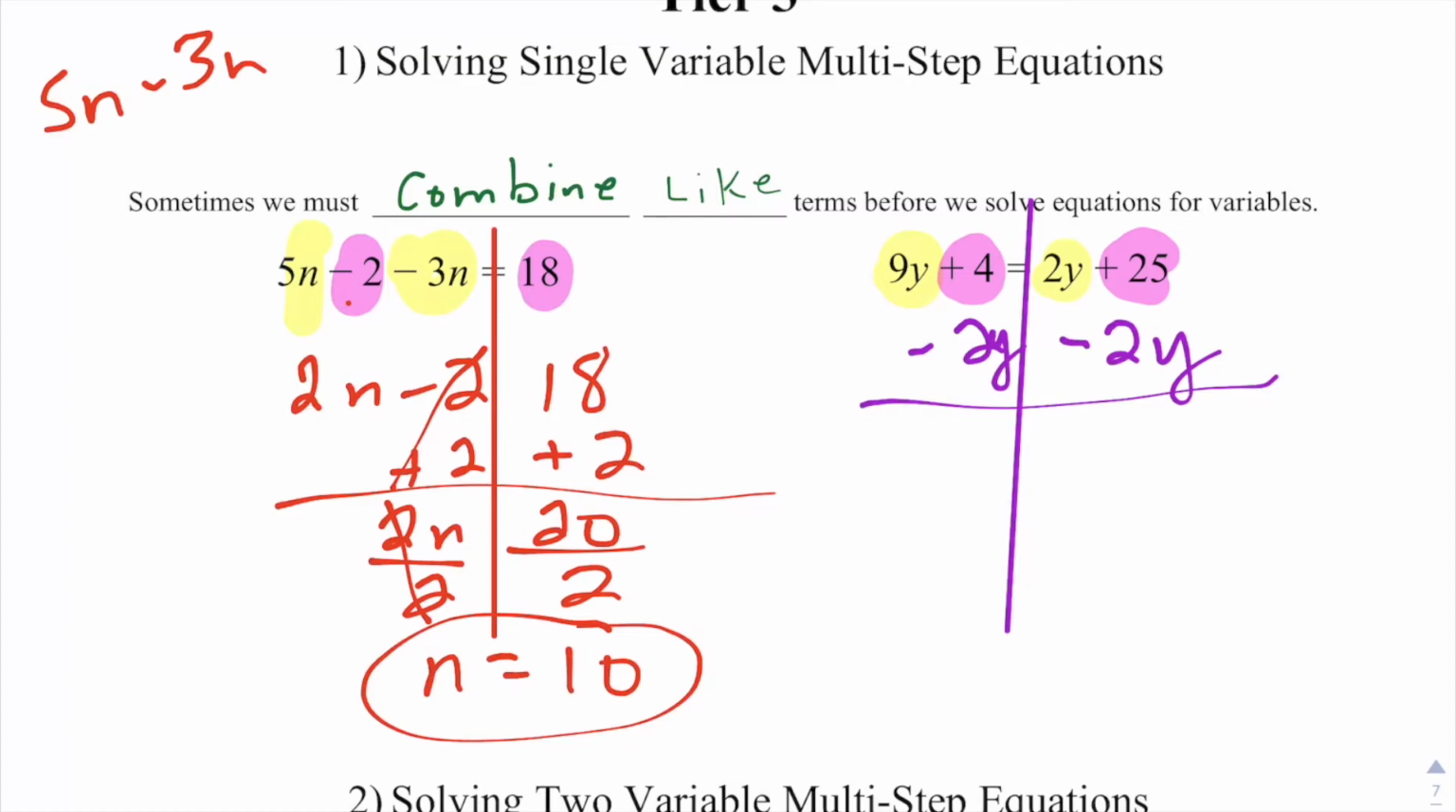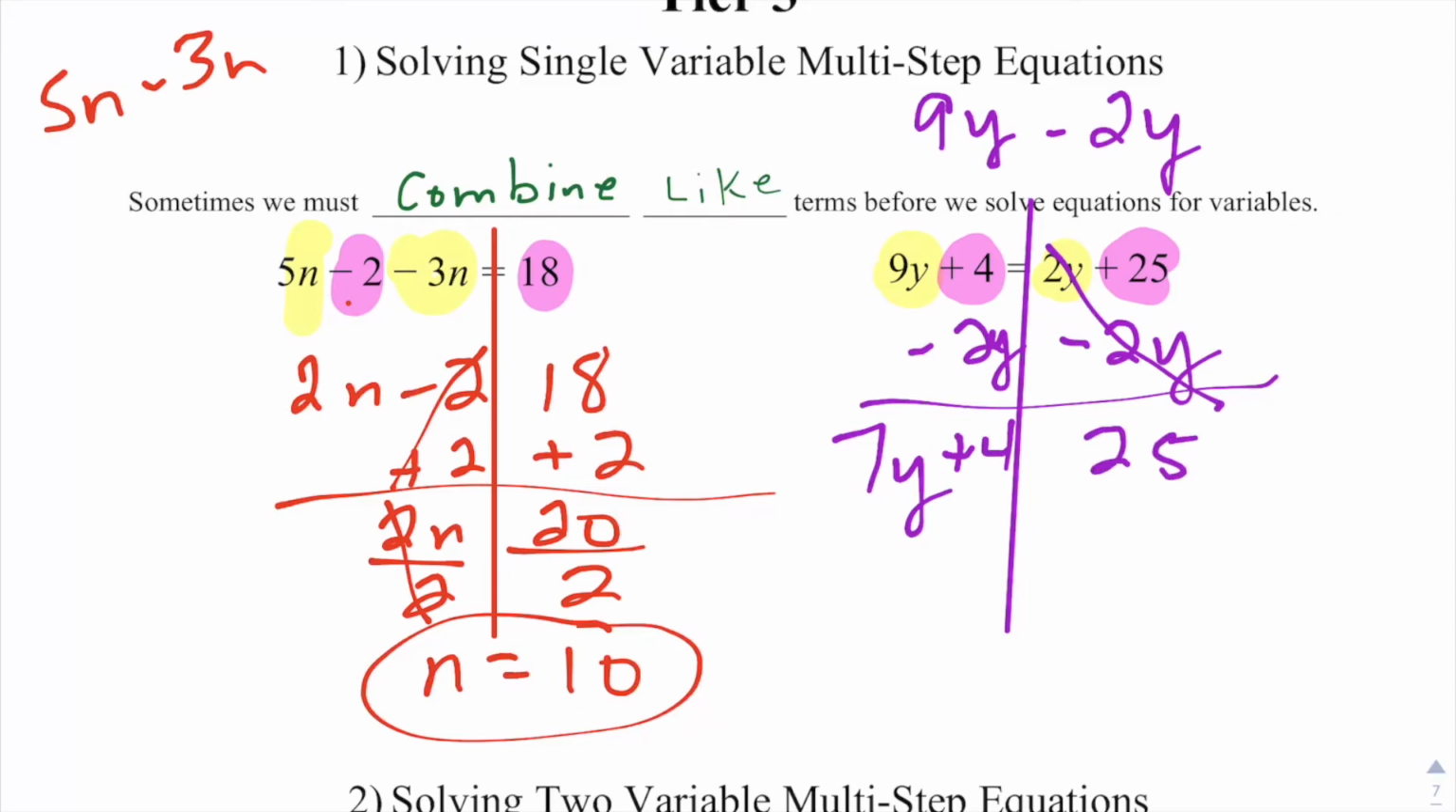Again, I have 9 of something and I'm subtracting 2 of something, so I have 7y, because 9 minus 2 is 7, and then plus 4 is left over here. These cancel on this side, so I'm only left with a positive 25 over here. I'm still trying to get this y by itself, so I'm going to subtract 4 on this side and on this side. That gives me 7y on that side, and 21 left on this side.